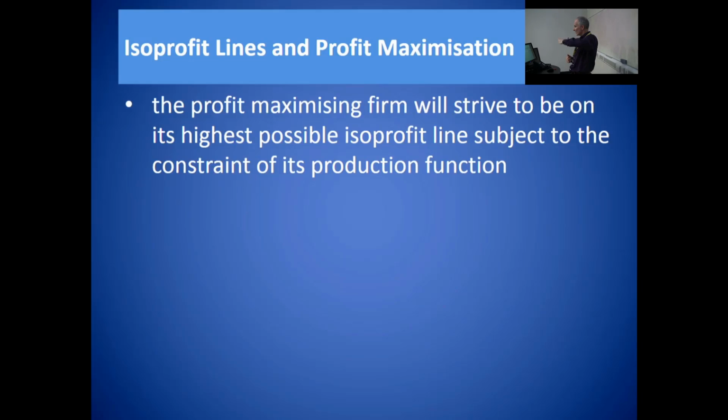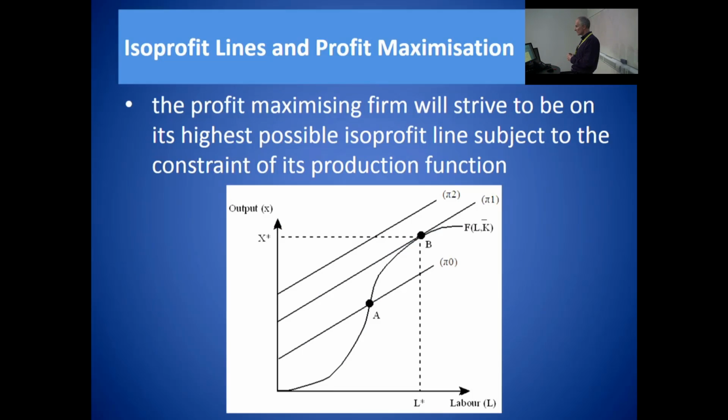We've got these iso-profit lines, and a firm that wants to maximise profits will wish to be on the highest possible iso-profit line. But its ability to reach any iso-profit line is subject to its production constraint, the constraint of its production function. And so that's what we need to do, to find out of all these iso-profit lines that a firm faces, which is the highest one it can reach. Well, it's that one which is also along its production function.